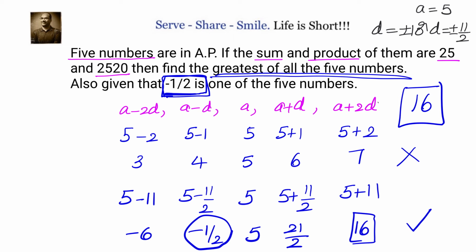Now when you sum them up, you get a equals 5, and when you multiply them, you get a quadratic equation in terms of d square. So take d square equals another variable t, solve for t, then get the value of d. You got the value of d as plus or minus 1 or plus or minus 11 by 2. Now once we got that, we just go back and substitute the values. We see that there are two APs. Out of them, only one has minus 1 by 2 as one of the numbers. So in that AP, the greatest number is 16. So our answer is 16.